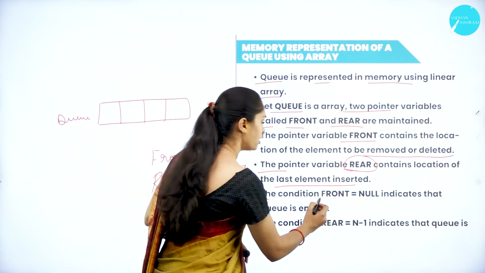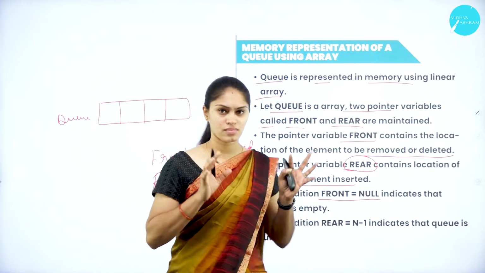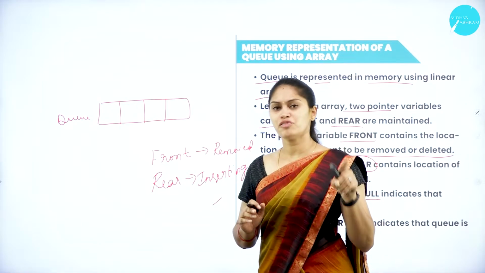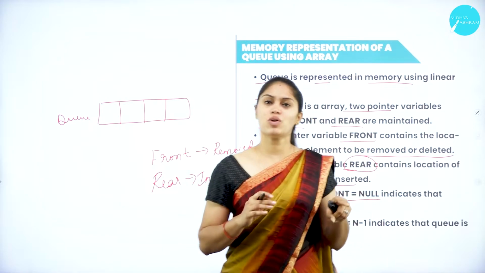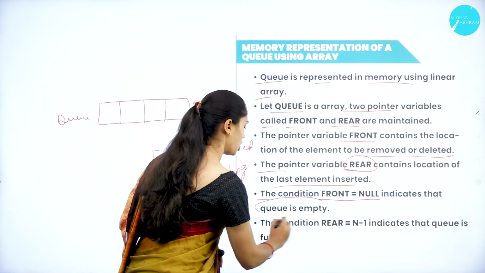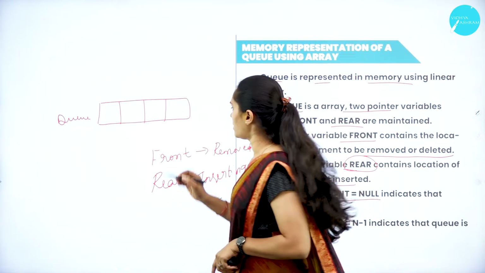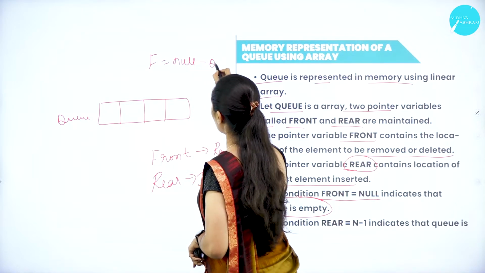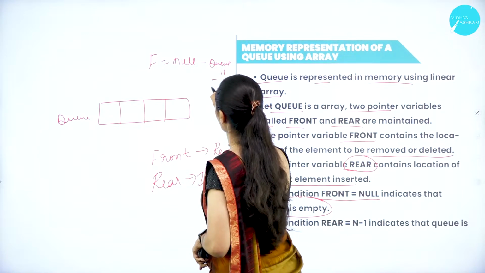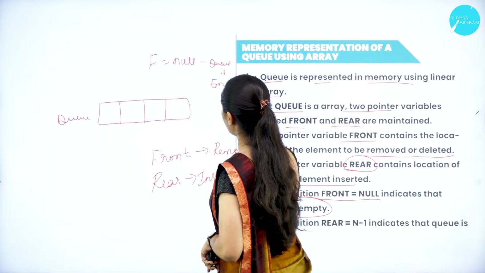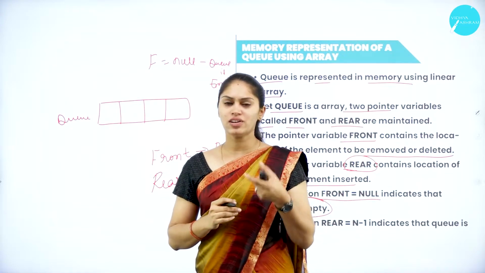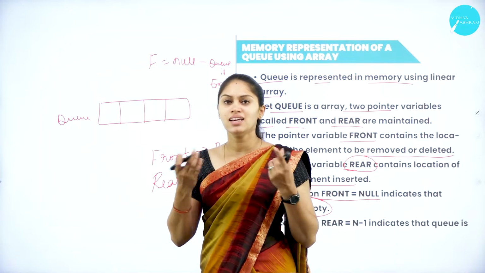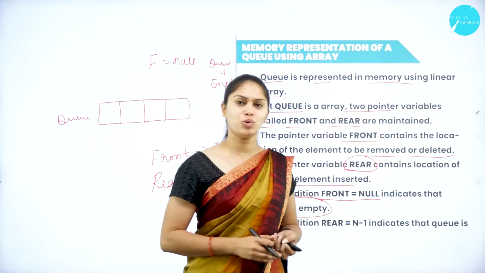So the condition front is equal to null. Now just understand, front is mainly used for deletion. What if front is indicating null? That means there is no element, that is, Q is empty. So remember one thing: when front is equal to null, that indicates Q is empty. So F is equal to null. Front is used to delete an element. If it is indicating null, then there is no element. If there is no element, then Q is empty.